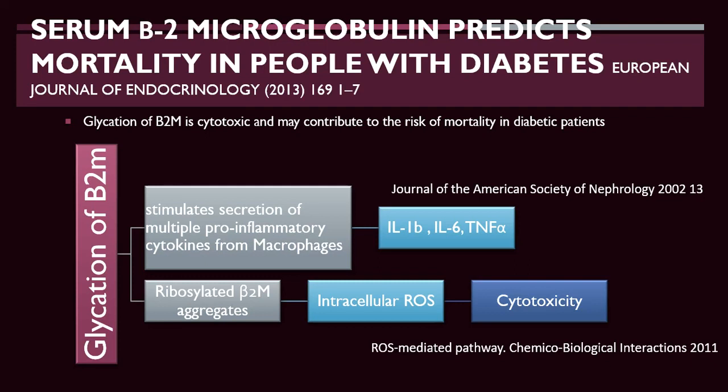Glycation of beta-2 microglobulin stimulates the secretion of multiple pro-inflammatory cytokines from macrophages, and this explains why patients with dialysis-related amyloidosis who also have inflammation have a higher level of death.